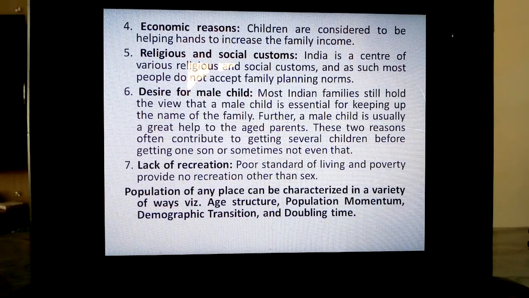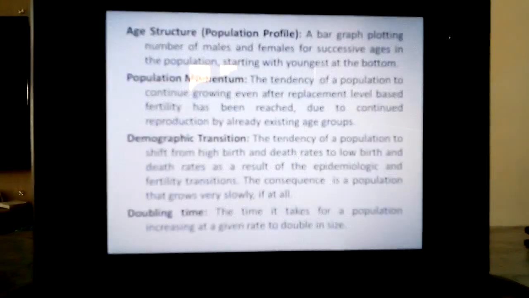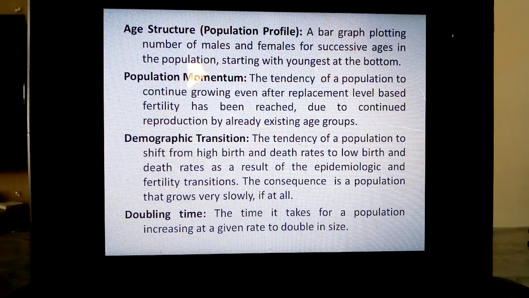Population of any place can be characterized in a variety of ways: age structure, population momentum, demographic transition, and doubling time. Age structure, population profile. A bar graph plotting number of males and females for successive ages in the population, starting with youngest at the bottom.